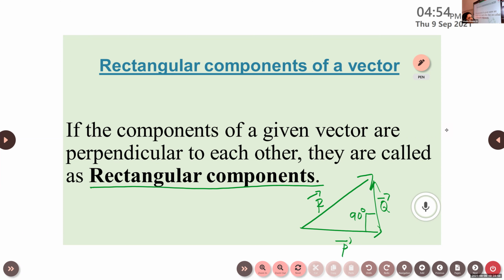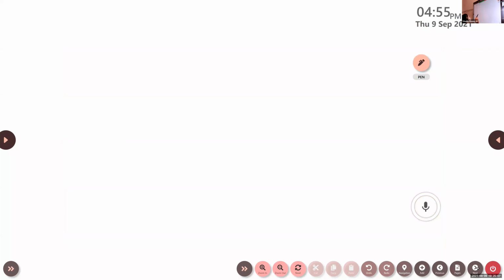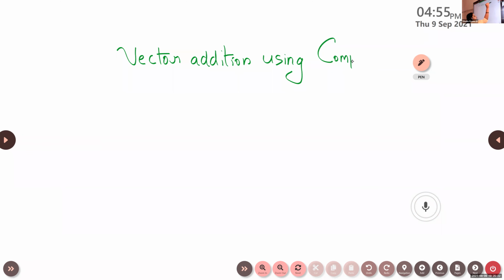So now we can discuss vector addition using the component method. This is our third method of vector addition. Actually, vector addition using the component method is a theoretical portion. After the end of this theory portion, we are deriving a small equation for vector addition using the component method.